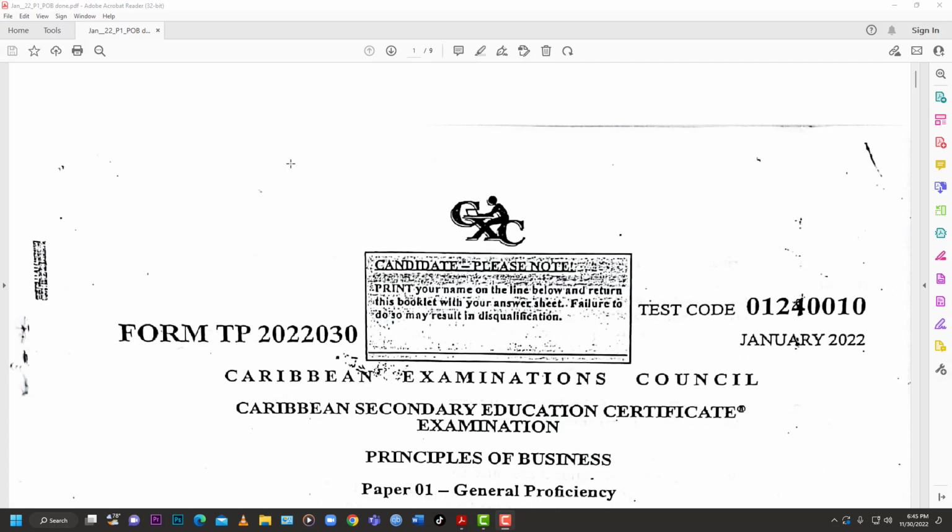Welcome back to Learn SKN, and today we're going to pick up right where we left off, looking at the January 2022 Principles of Business Paper 1. We left off at number 30, and so we're going to pick up from 31 and go all the way to 60.